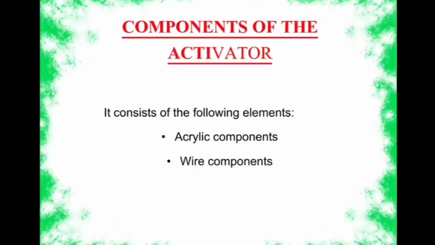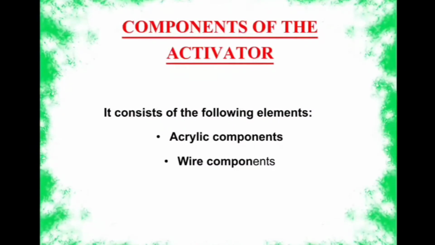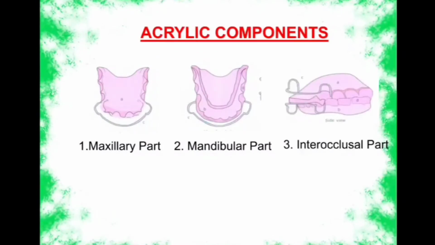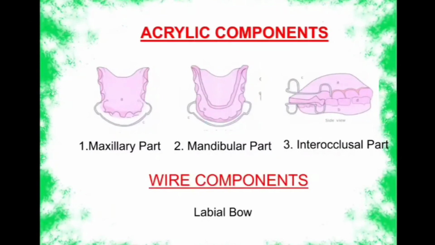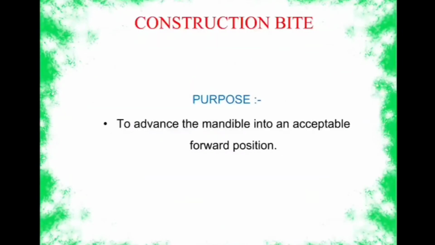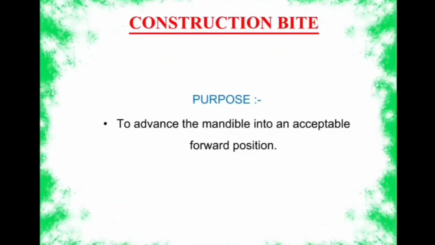Now coming to components of activator, it consists of following elements: acrylic components and wire components. Acrylic components, which consist of maxillary part, mandibular part and interocclusal part. Thus, activator is a unified upper and lower Hawley-like appliances joined together with pre-recorded interocclusal portion, and wire components, which include labial bow. Coming to construction bite, it is an intermaxillary wax record used to relate maxilla to mandible in 3 dimensions of space.